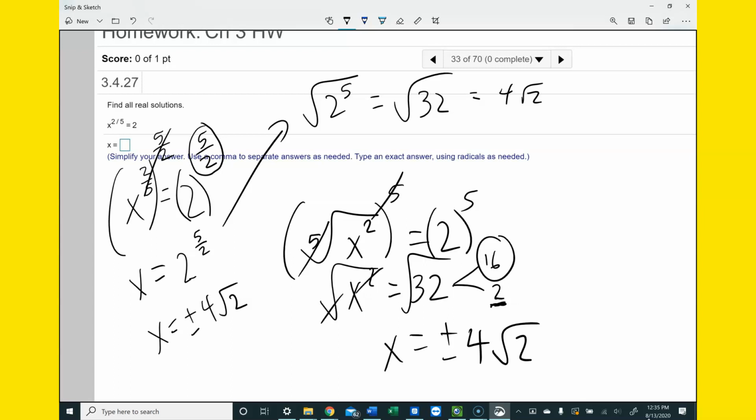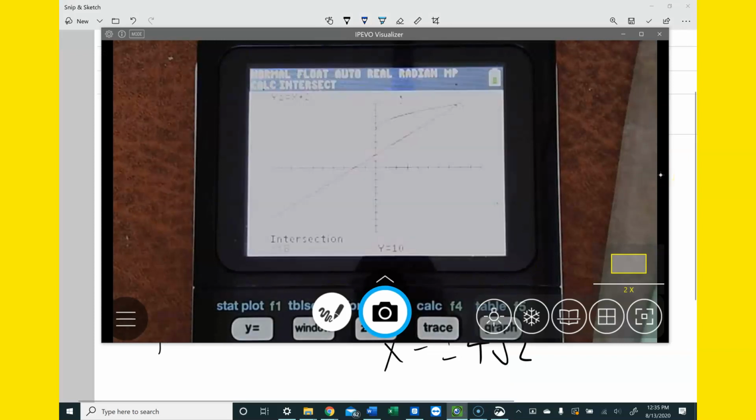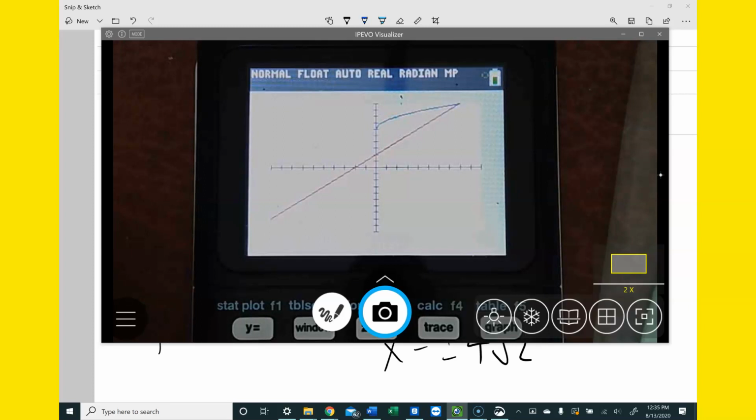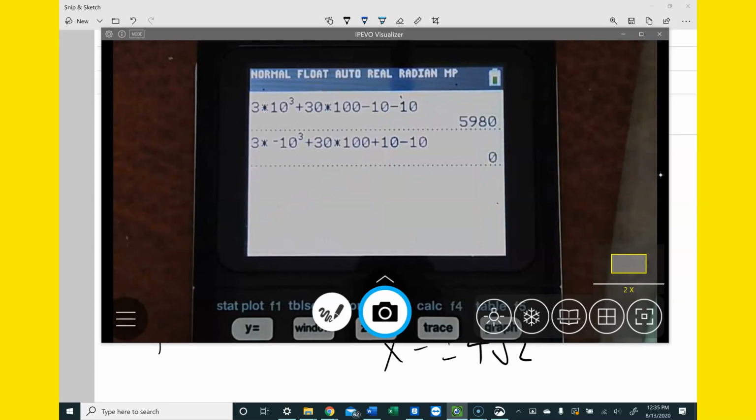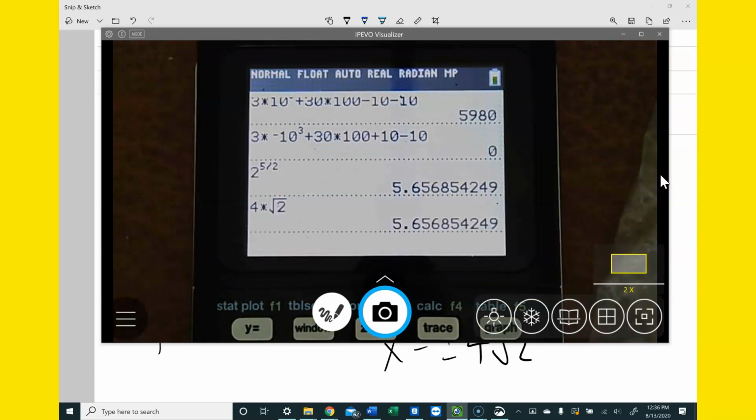So if you can remember that, you can use this method. We can also, if you want to use technology to help you with that part, just say 2 to the 5/2, and it won't tell us 4 root 2, but it does give us the decimal approximation of it. So if a decimal approximation is acceptable for the answer in MyMathLab, you can do it that way. Just to show you, 4 times the square root of 2 is the same exact answer.